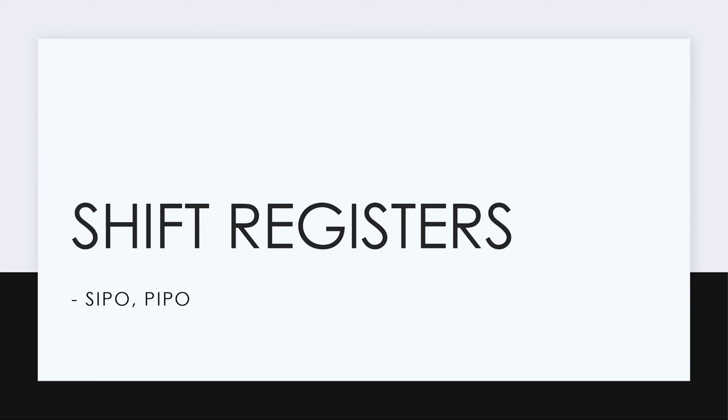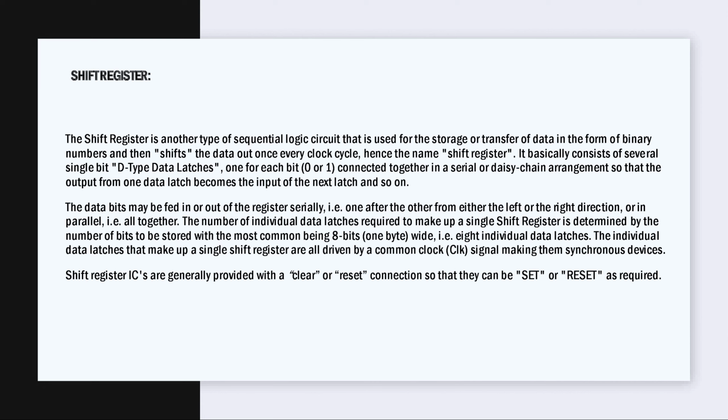Hello everyone. In this video we'll see about shift registers. First of all, we'll see what is shift register. The shift register is another type of sequential logic circuit that is used for the storage or transfer of data in the form of binary numbers and then shifts the data out once every clock cycle. Hence the name shift register.